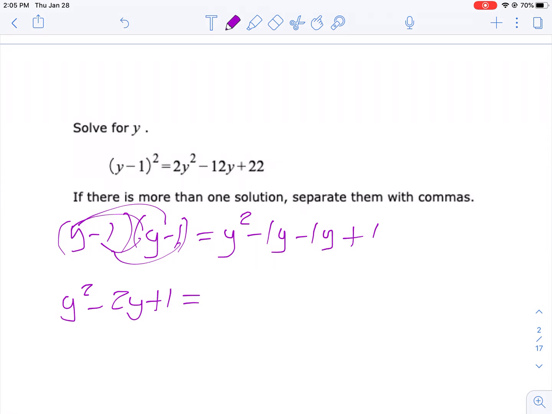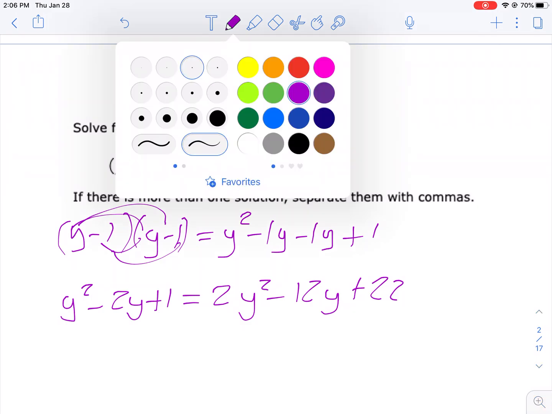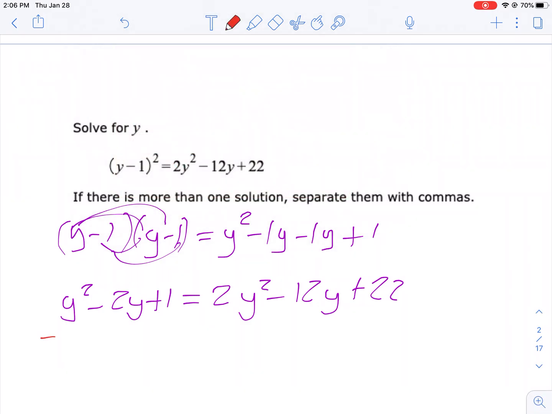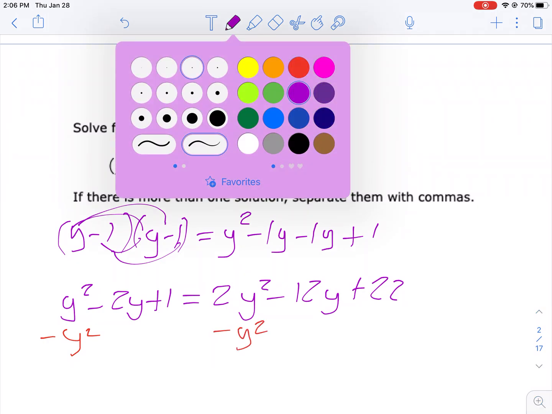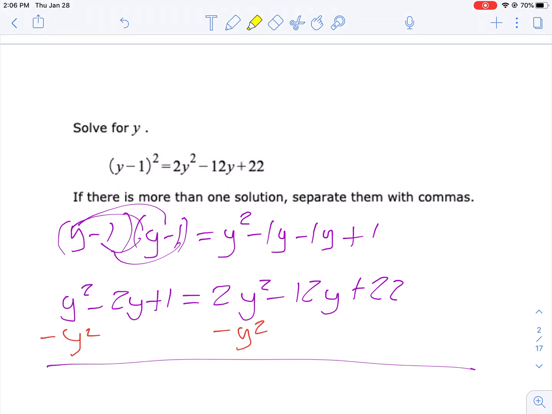This is very similar to problems we did in the assignments. 2y squared minus 12y plus 22. In order to solve a quadratic equation where you have a squared term and a linear term, you have y to the second and y to the first, it's got to equal 0. So we're going to make it equal to 0. I think what we'll do is move everything from the left to the right. So I'm going to subtract y squared from both sides. On the left side, the y squareds cancel. That's what we want to happen.